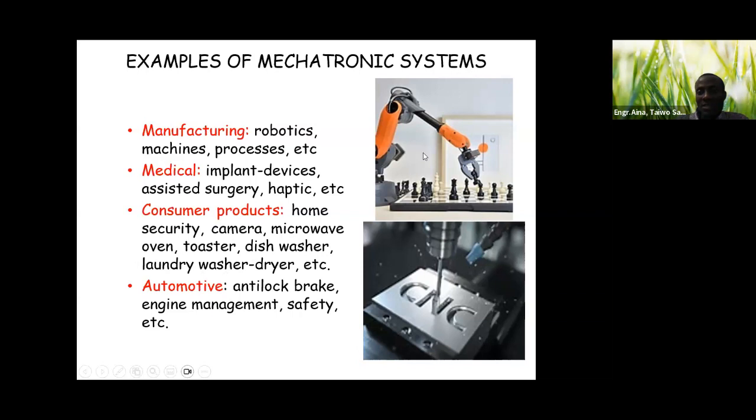So as we can see from my right hand here, this is a robotic arm, which is a mechatronic system. And also this is a CNC machine, which is also a mechatronic system. So be it in manufacturing, in medical, for consumer products, or in automobile, mechatronics has come to stay, and it has found application in each of these fields.